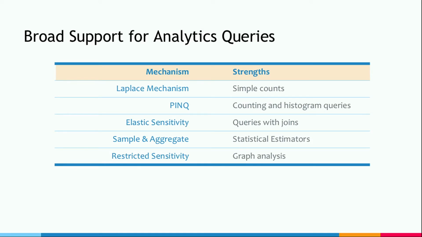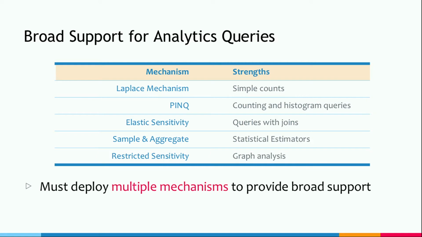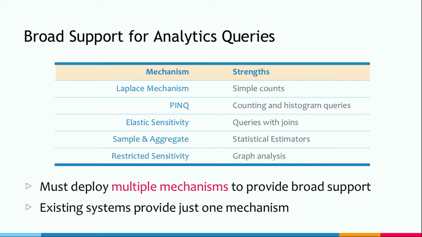So I want to give a couple of examples of why this is hard. With the issue of broad support for queries, this is a list of just some of the differential privacy mechanisms that exist. And these are some of the more general purpose ones. Each one of them has specific strengths. So it works well for certain queries and not so well for other ones. And so what this means is, in order to have broad coverage for queries, we need a system that can deploy multiple mechanisms, okay? But existing systems typically give you just one.